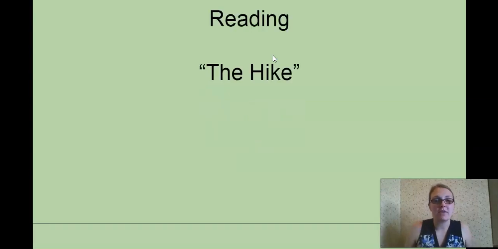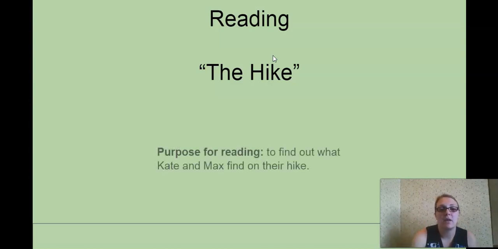Okay, now we're done with that portion of the lesson and we're on to reading. So far we've read about Kate and Nan. Kate went to visit her Nan in the West. They went camping with Jake and Max. And now we're on part 3 of the story called The Hike. Okay, our purpose for reading is to find out what Max and Kate find on their hike.